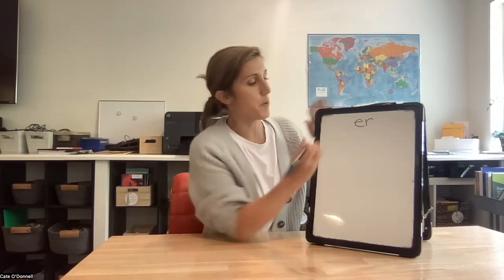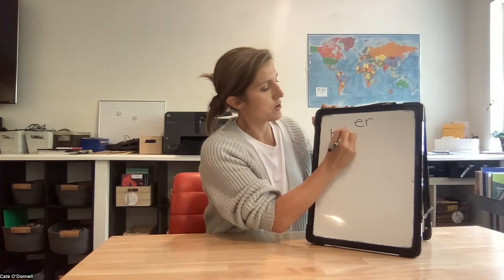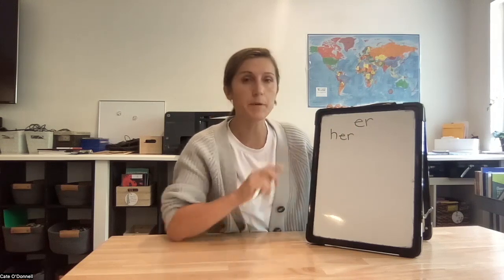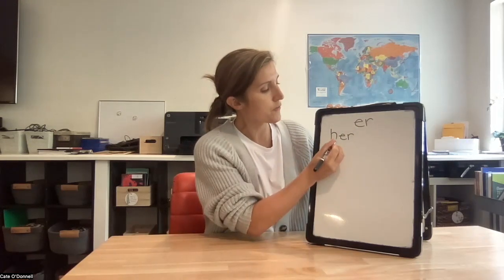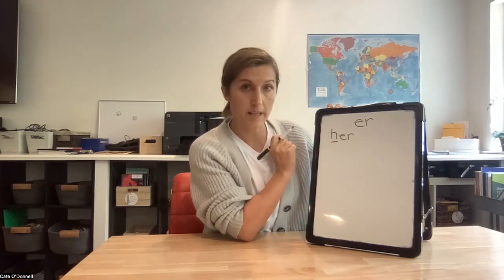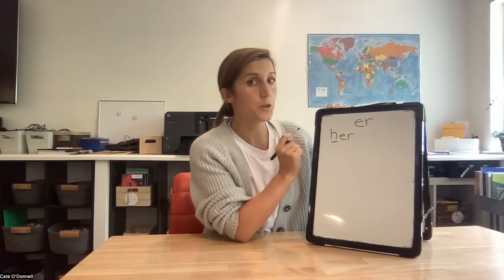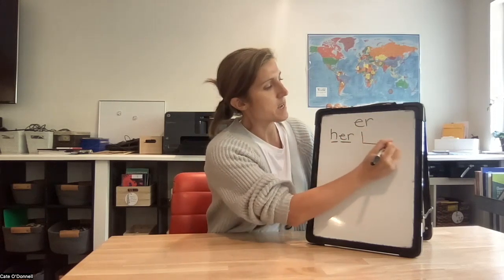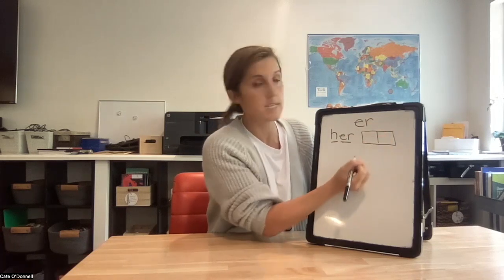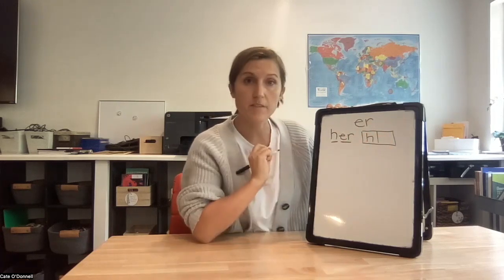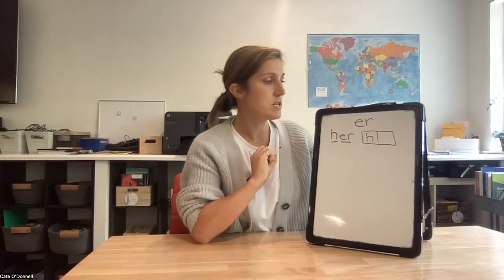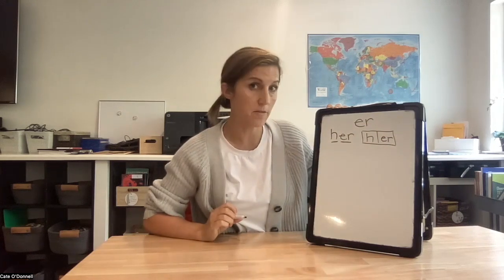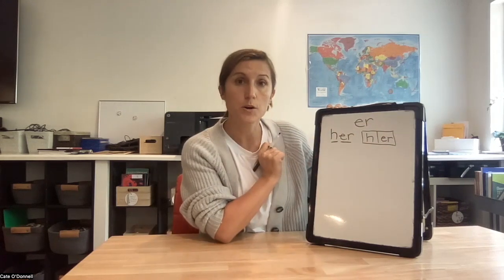Let's write her on the board. Notice that her has 3 letters, but it only has 2 sounds. Our first sound is spelled with the letter H. Our second sound is spelled with the letters ER. So if I was going to put this in my sound boxes, I would have 2 boxes. My first box would have the H making the sound, and then my second box would have ER making the sound. So this is how we spell her.